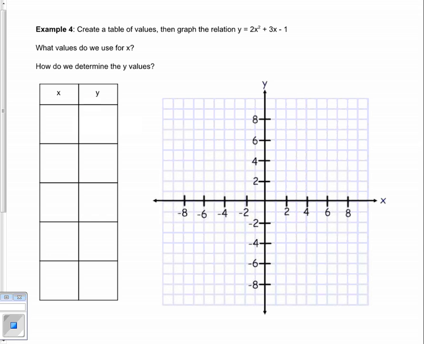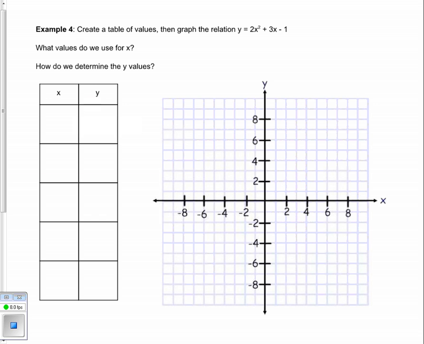The final thing we'll look at today is how do we use a table of values to actually graph a relationship, in this case a parabola or a quadratic relationship. So we're not actually given any x or y values for this particular relationship, but we are given the equation. So we're given the equation y is equal to 2x squared plus 3x minus 1, which is the same as saying y is equal to 2 times x squared plus 3 times x minus 1. Those are the same things.